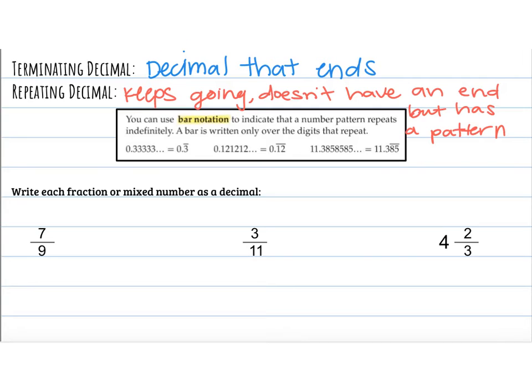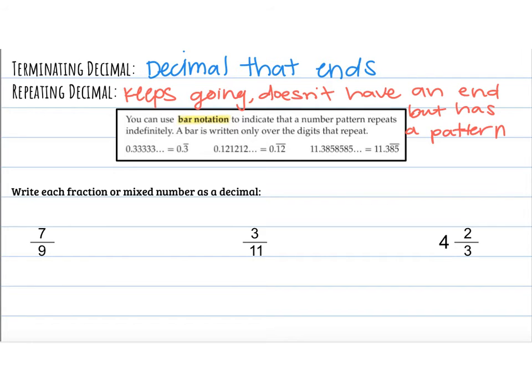Okay, some vocab up here. Terminating decimal. This is a decimal that ends. So 7 5/10, 7.5. It ends. It's terminating. A repeating decimal is when it keeps going and it doesn't have an end to it. There is a pattern though, so it's going to keep repeating. So if it goes 1 5 1 5 1 5 1 5 1 5 forever, that's a repeating decimal. And then we can use bar notation to indicate that a number pattern repeats indefinitely. A bar is written over the digits that repeat and only the repeating parts.